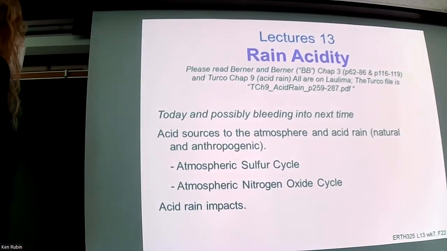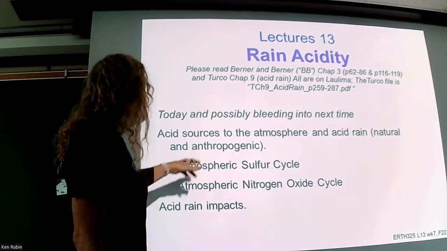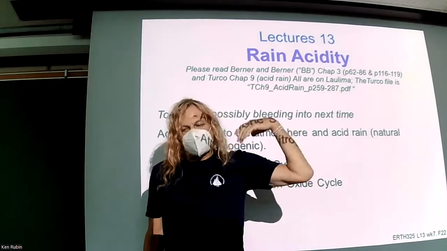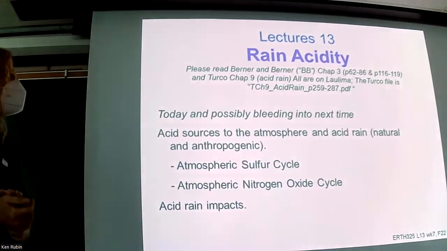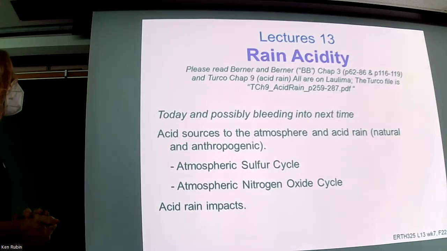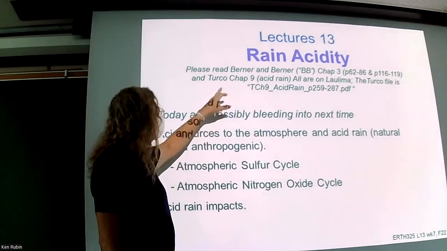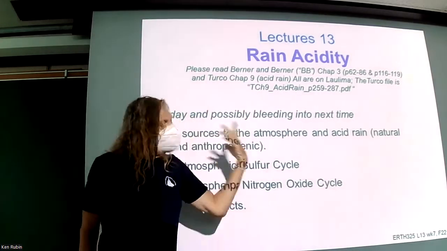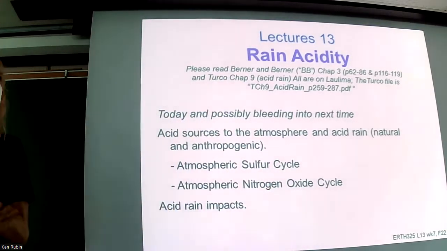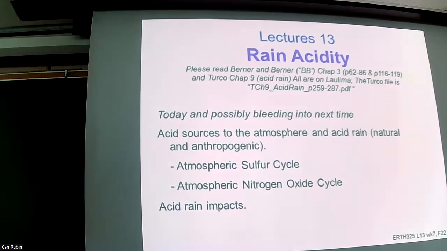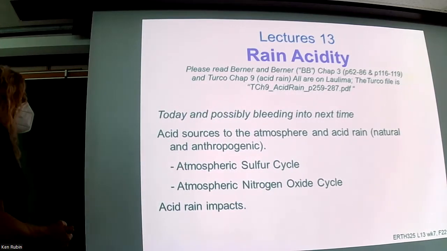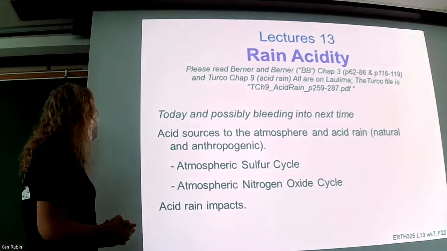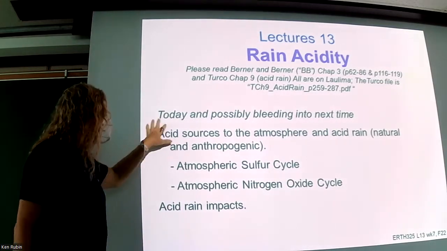Okay, so there's some specific pages in Berner and Berner chapter 3. It's up there in that folder with the code BB on it. And there's some reading in a chapter from a book by Turco, chapter 9, called Acid Rain. And the reason these are coming from different books than White is because White doesn't really cover these things. So these are the things that we're going to talk about.